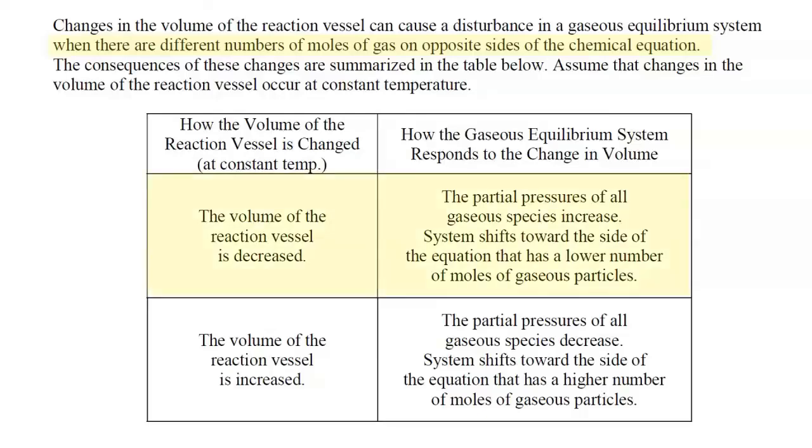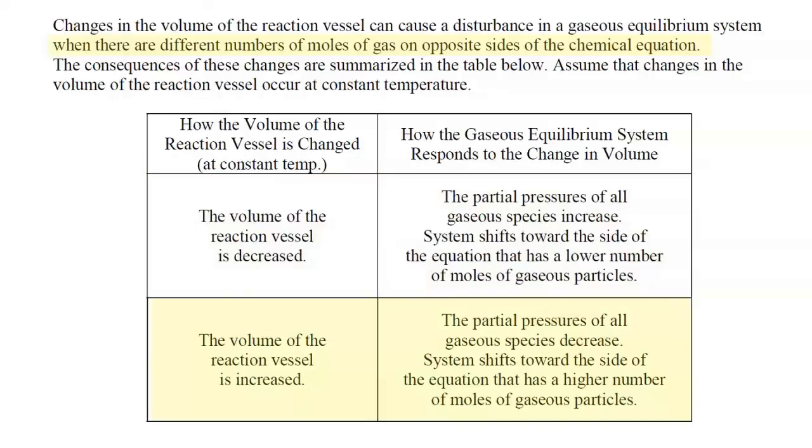So if the volume of the reaction vessel for this gaseous system is decreased, the partial pressures of all gaseous species inside the vessel will increase. And if it can, the system will shift toward the side of the equation that has a lower number of moles of gaseous particles. It will try to alleviate the stress by decreasing the total pressure inside the reaction vessel.